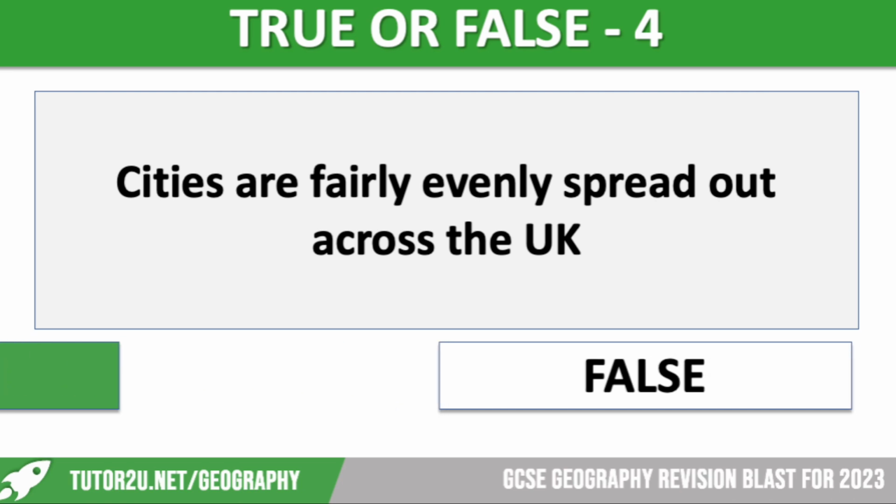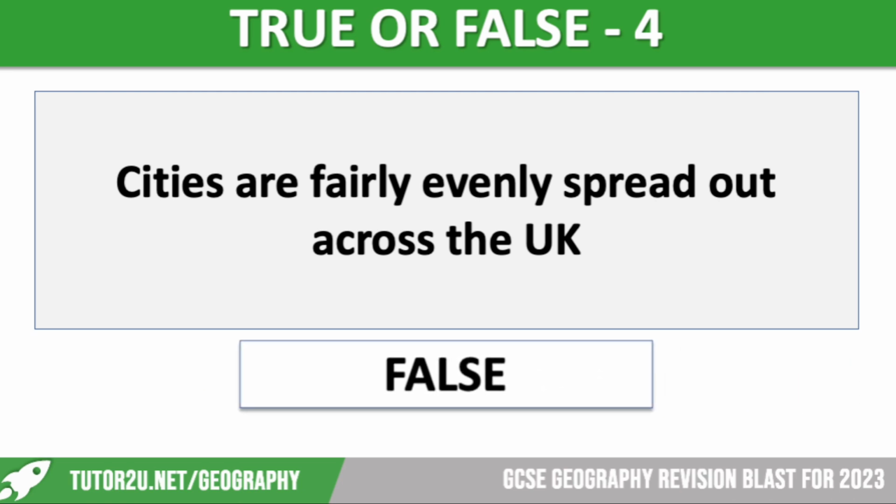Okay, let's have a look. It is false. So they are not spread out evenly at all across the UK. Again, there are clusters in certain parts. In England, for example, you've got clusters of cities around the Midlands. You have got clusters in the northwest. Then you've got areas like East Anglia, for example, where there are few cities.